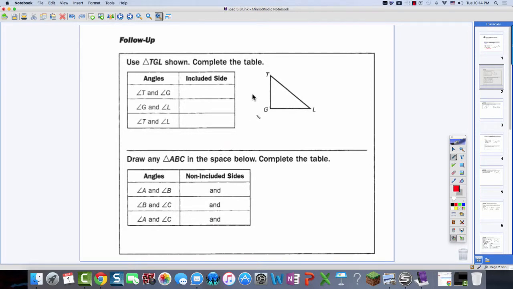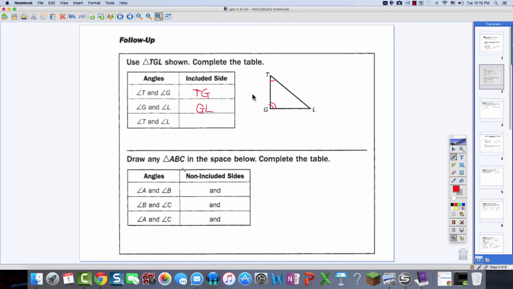So let's do this follow-up. In this triangle, let's complete the table. It says angle T and angle G. Which side is between this angle T and this angle G? What's the included side? The included side would be TG, right? What about angle G and angle L? The included side would be GL. Okay, finish the third one on your own.